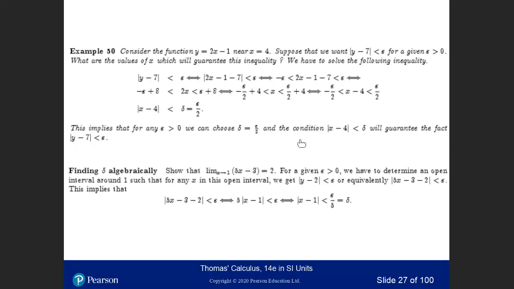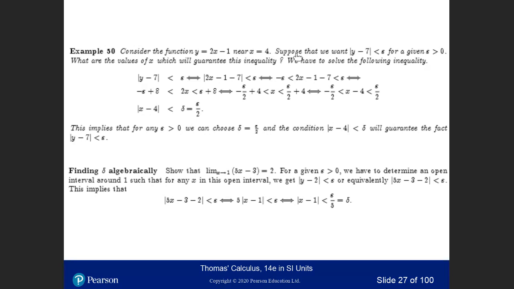Let's look at this precise definition and try to prove certain limits that we already know. Our function is y equals 2x minus 1, and we are going to look at the limit as x approaches 4. So c is 4 here, f of x is 2x minus 1. It's obvious that 7 is the limit of this function as x approaches 4.